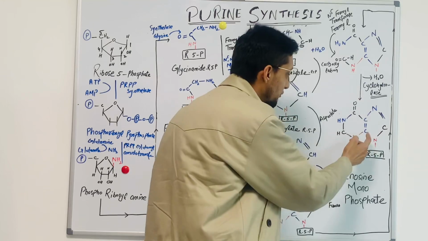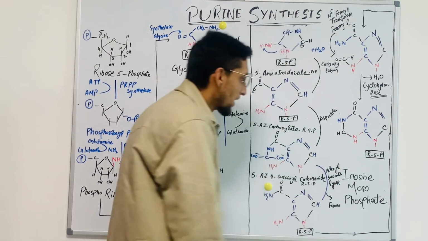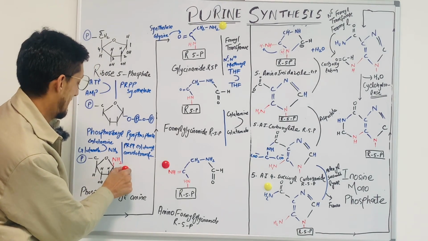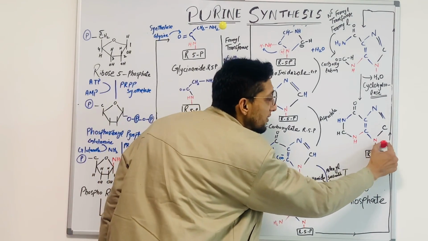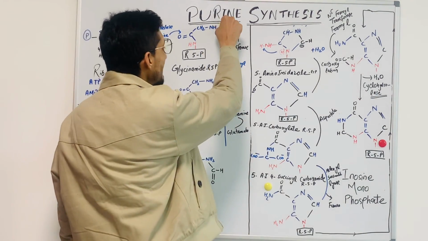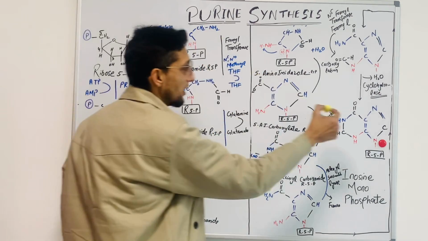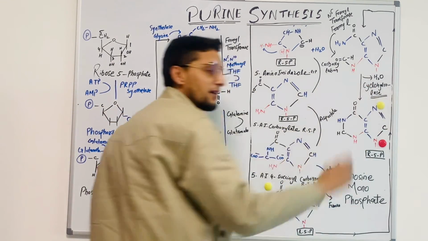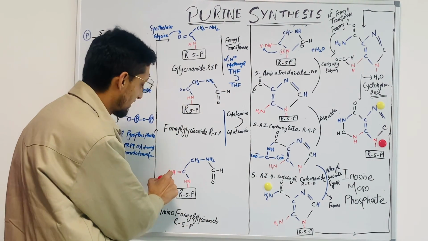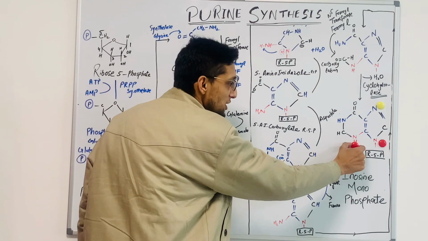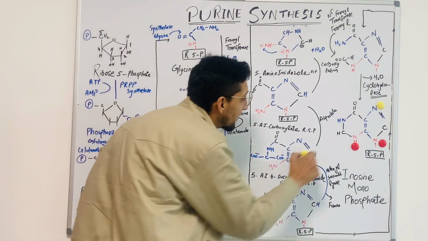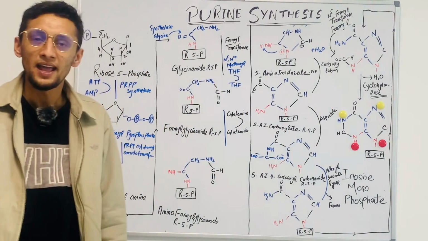And now you can see that the 2 bonds have been formed. 2 rings have been formed. The first ring, imidazole, and the second ring. Now you can see here, the first nitrogen, I am going to place this one to this place, coming from glutamine. The second nitrogen, that is this one, coming from glycine. The third nitrogen, this one, also coming from glutamine. And the fourth one, this one, is coming from aspartate.